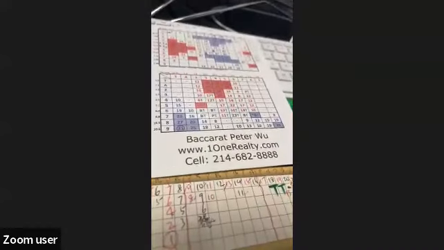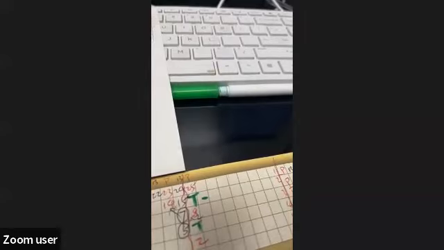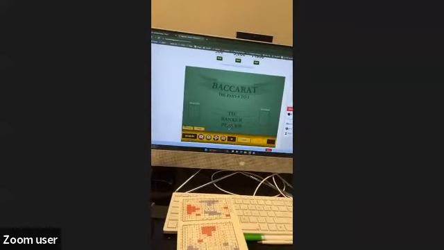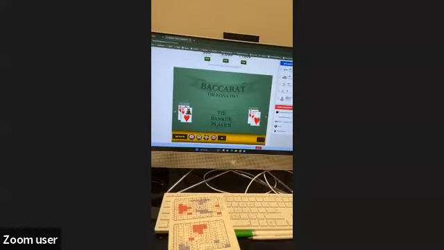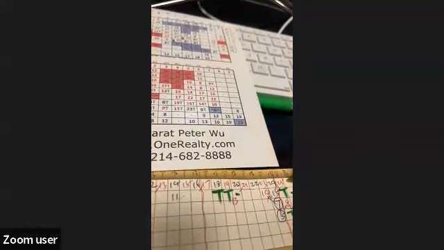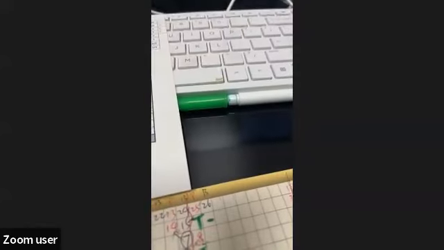P. Panda 8, 2. PPP, still have to wait because this is 20. 20, no bet. So still go down to 1. PPP. So still go down. We don't bet. B26, BBB.